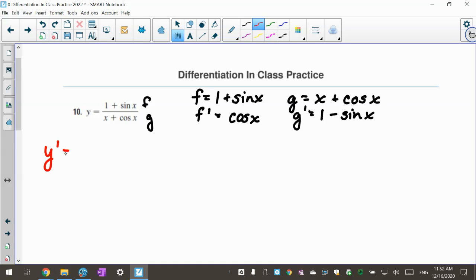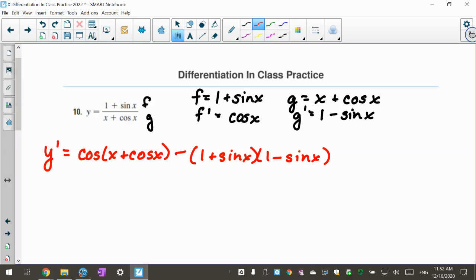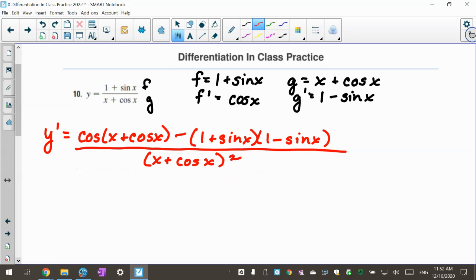So I've got y prime is f prime g. So I have cosine x times x plus cosine x minus f g prime. So I'm going to write it as 1 plus sine x times 1 minus sine x. And some of you might know that's the difference of two squares, so I can rewrite that in a minute. But we're going to take baby steps and do a little bit at a time. All over g squared, so it's going to be x plus cosine of x squared. And don't multiply the bottom out.